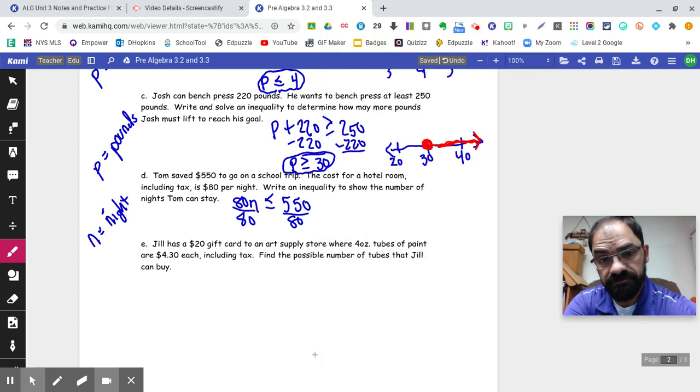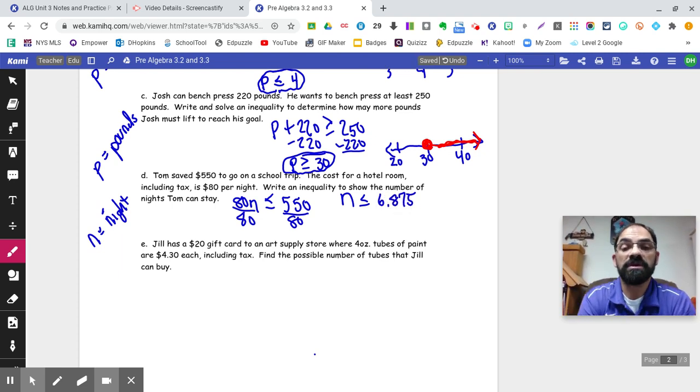And then we're going to use our calculator. 6.875. Now, when you get a hotel room, can you get it for 0.875 of the evening? No. You can either get that hotel room for the night or you don't get it at all. So therefore, even though this is 0.8, we have to round it down. So he can only stay there for 6 nights.